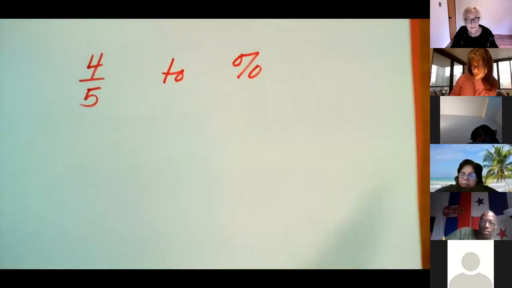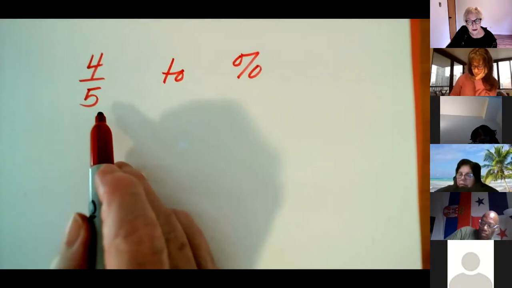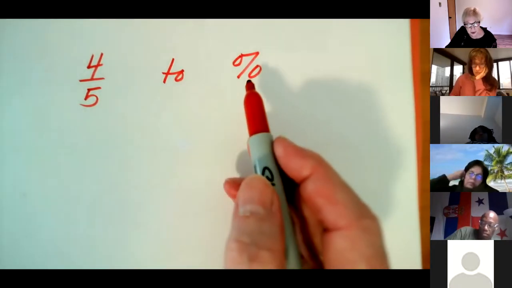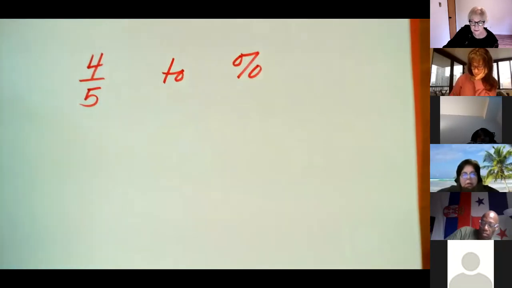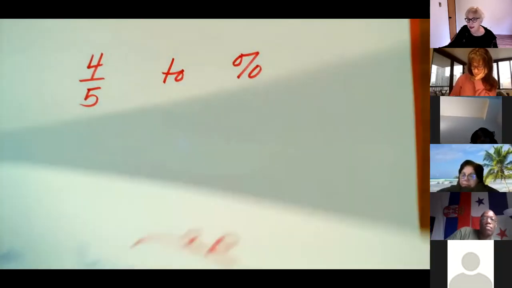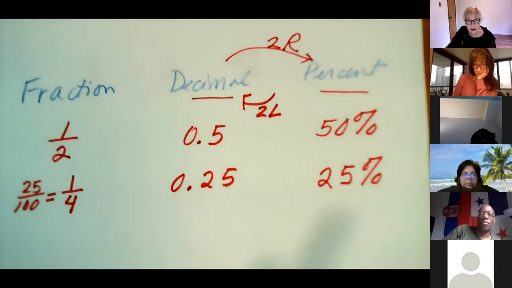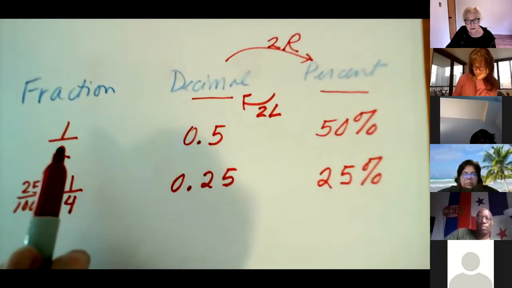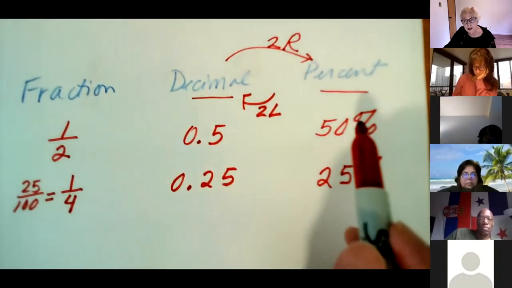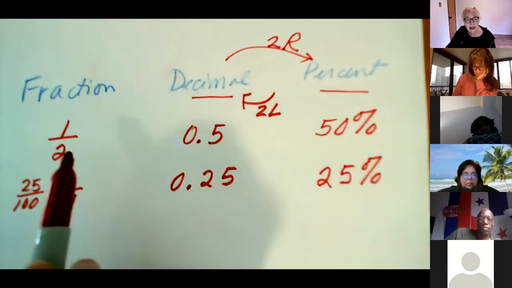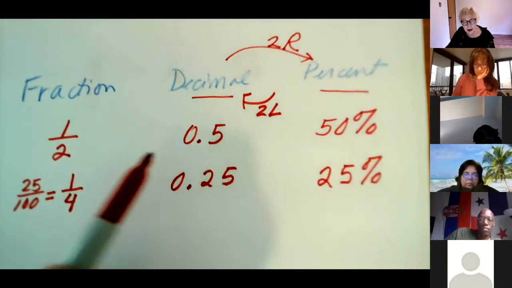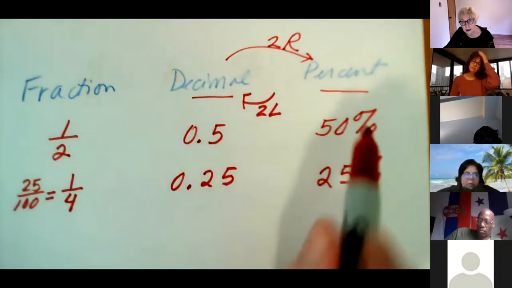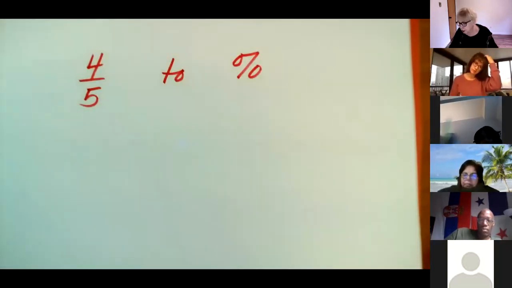Okay. We have a fraction that wants to go to a percent. And sometimes, let me go back to my page because this is my reference point. Sometimes when I have a fraction and I want to go to a percent, the easiest way is to make it a decimal and then make it a percent. In other words, follow the path. And so that's what I'm going to do.